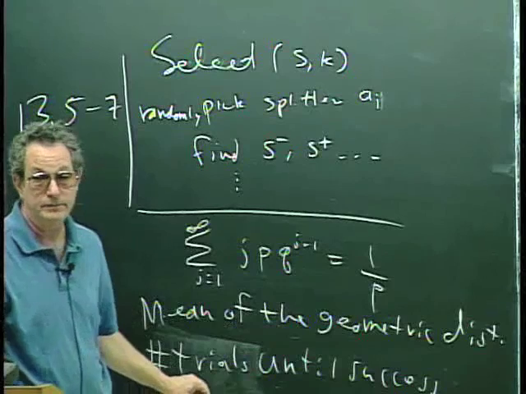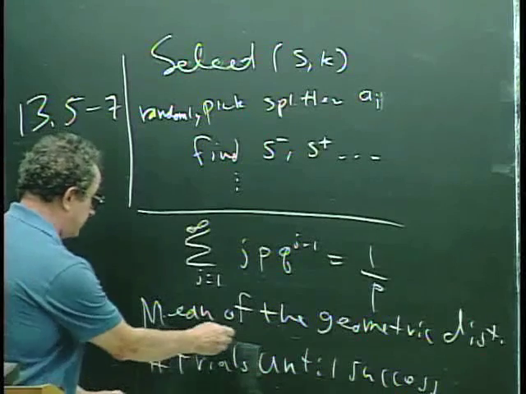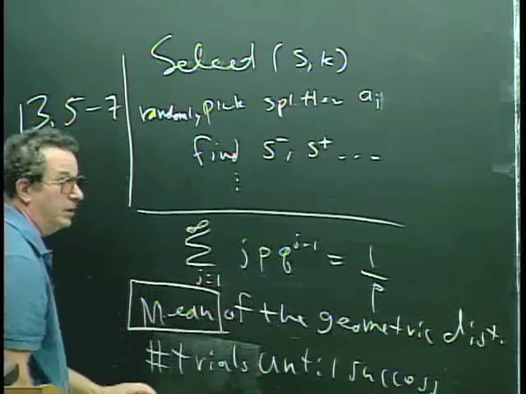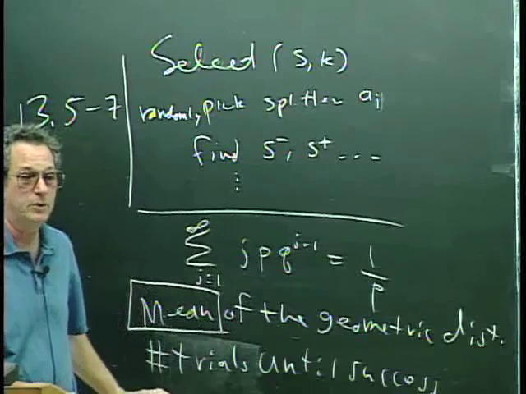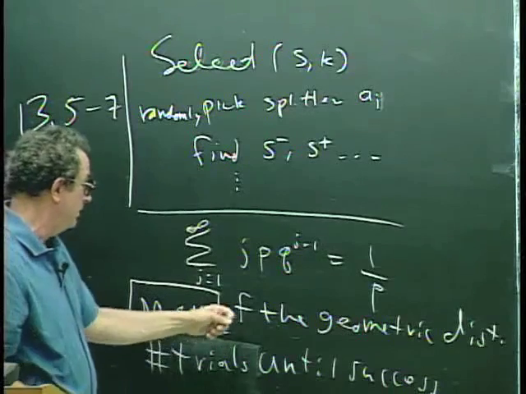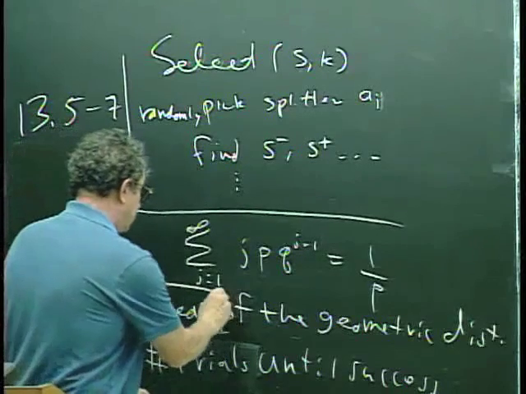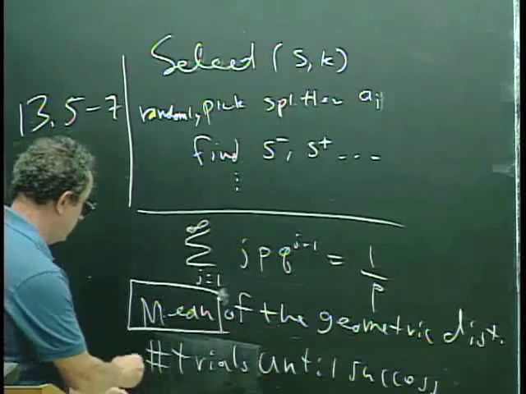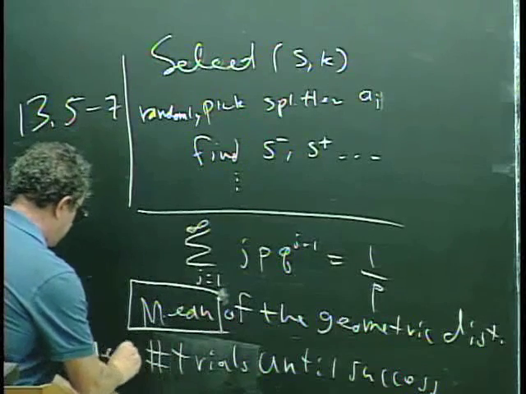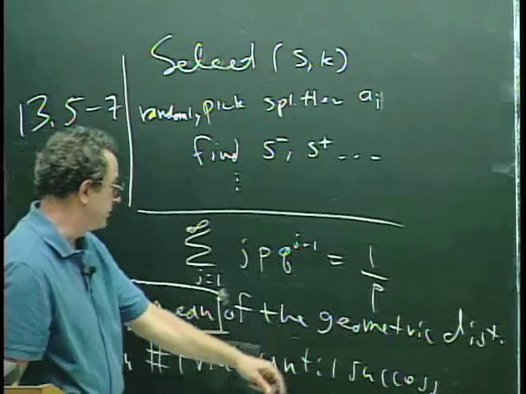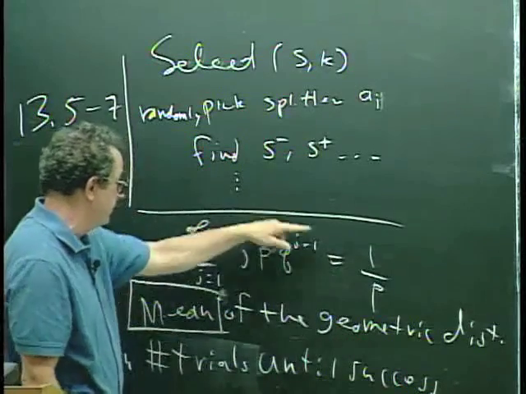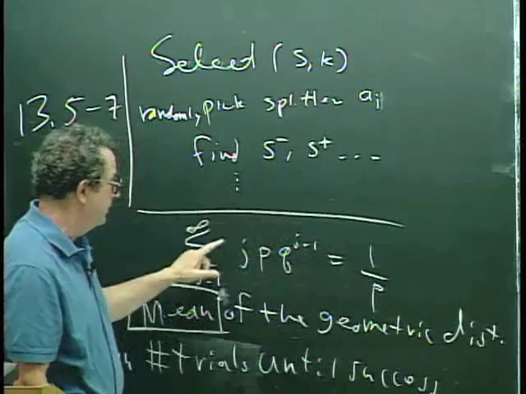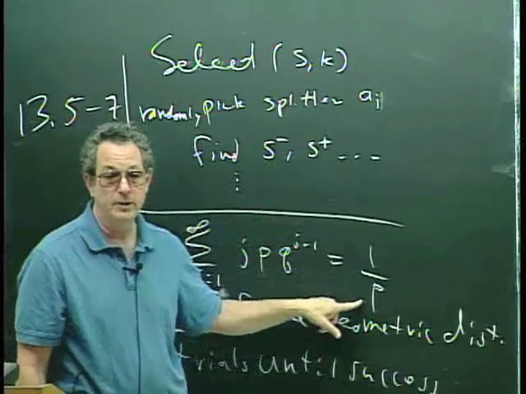And a word that I didn't use last time, but I should have, is mean. So when we say an expected value, another word for that is mean. The mean of the geometric distribution, the mean number of trials until success, you can solve this analytically. It's 1 over P.